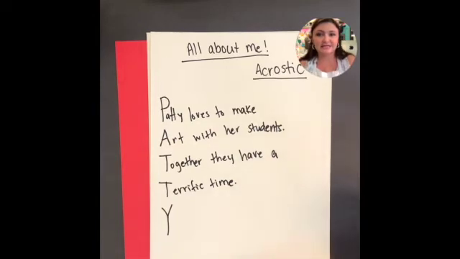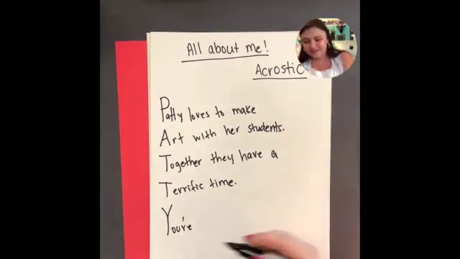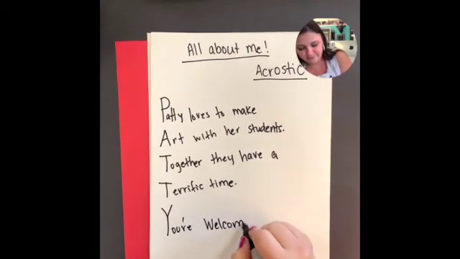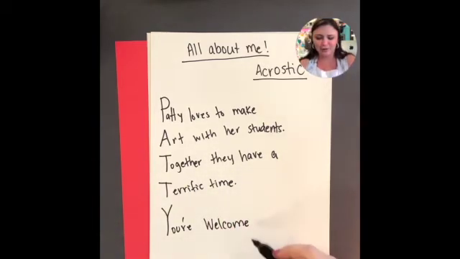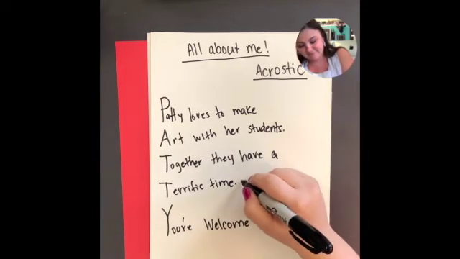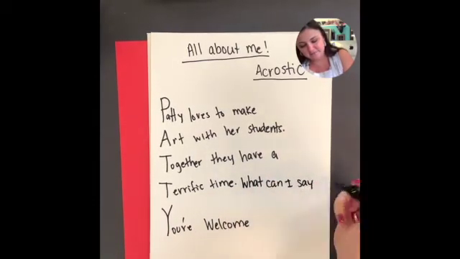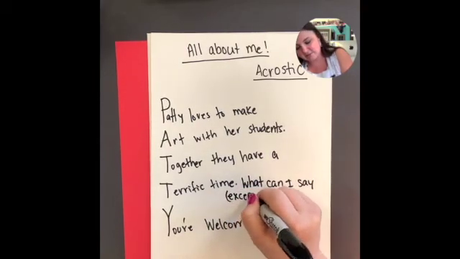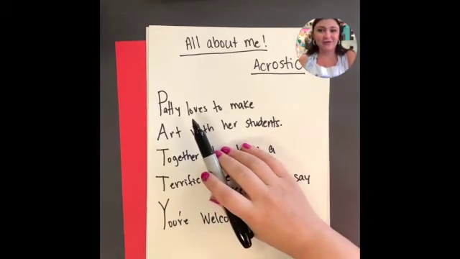Something funny that's come to mind as I look at that Y letter is actually Maui from Moana. Are you thinking the same thing for Y? You're welcome. So we could put that in. Welcome. But then, does that really connect with that sentence? Together they have a terrific time. You're welcome. You're welcome for what? So we could think, okay, terrific time. I'm just going to put what he says before that. What can I say except you're welcome?